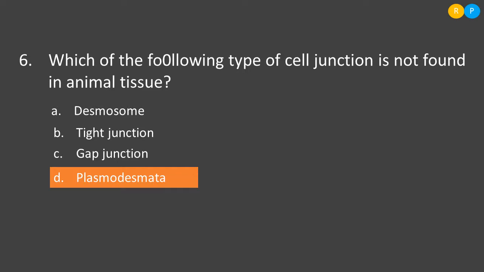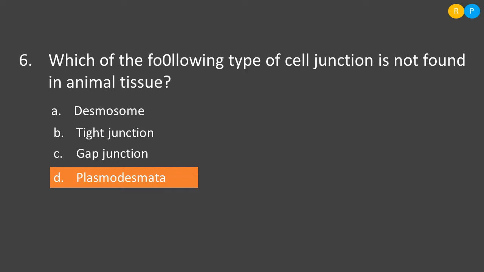Option A, desmosome. So desmosomes are one of the stronger cell to cell adhesion types and are found in tissues that experience intense mechanical stress, such as cardiac muscle tissue, bladder tissue, and gastrointestinal mucosa. So these will be having desmosomes. So this is the kind of adhesion that can be noticed in some of the animal tissues.